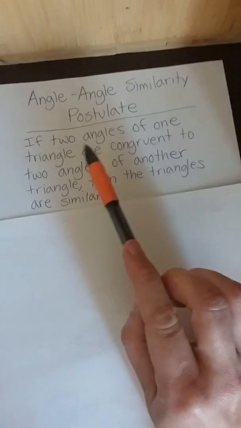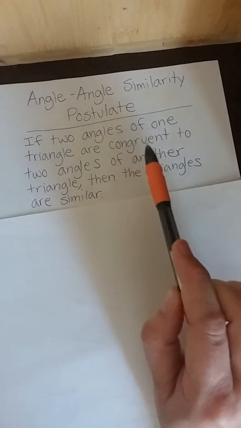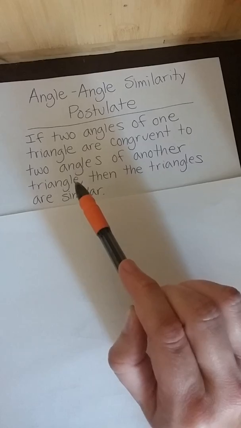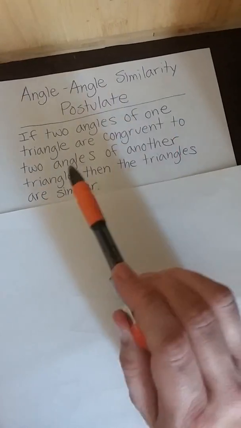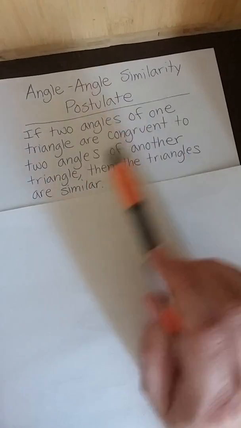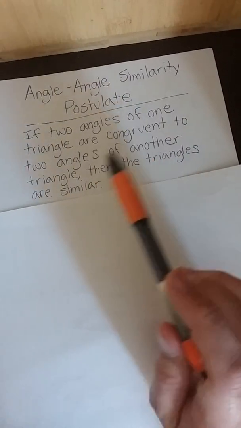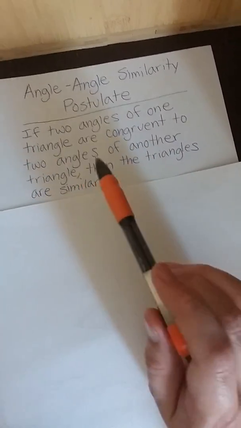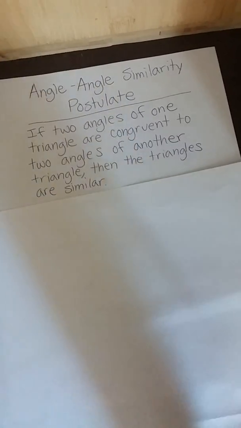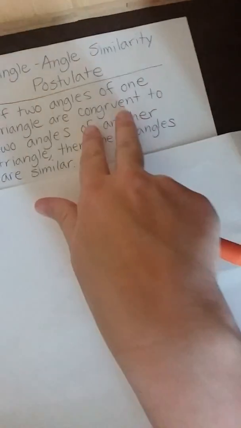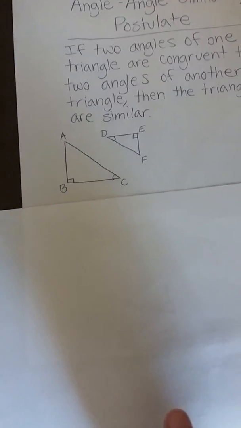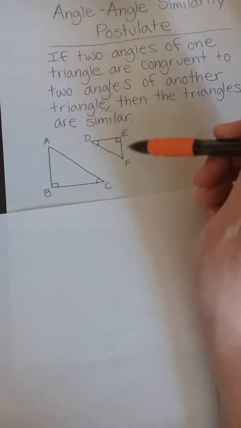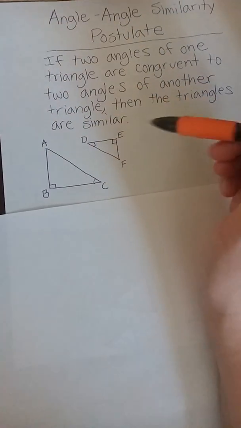So when it says if two angles of one triangle are congruent to two angles of another triangle, then the triangles are similar, that means that if you have two angles that are the same size, they match, then the two triangles are similar. They're the same shape, but they might be different sizes. For example, if we look at these two triangles, they're different sizes, but they're the same shape.